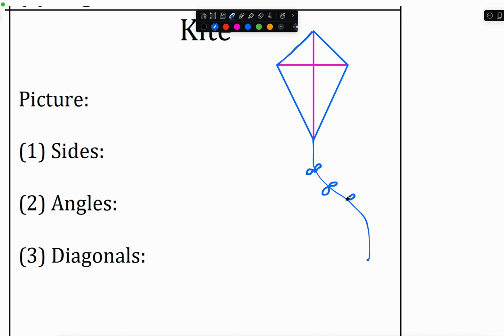Go crazy. I don't care. Are you done drawing your kite yet? I don't know. How many little bow ties is he supposed to have? Probably only 3. Whatever. There's my kite.